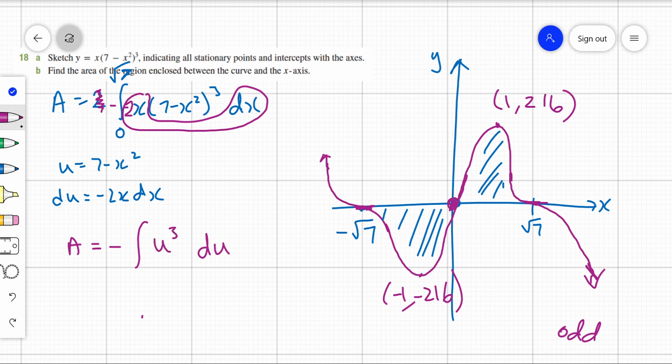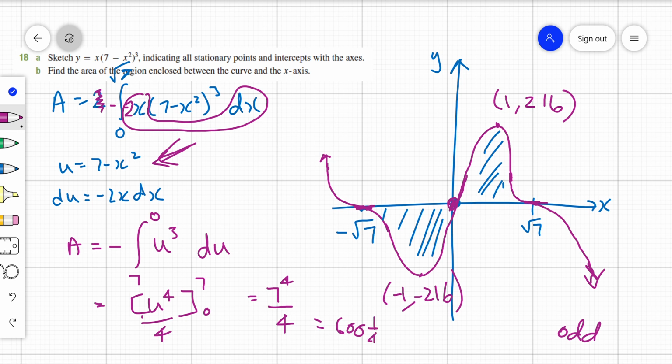Okay, now our limits, so they originally went from 0, so sub 0 in there for x and you get 7, and to root 7, sub root 7 into there and you get 0. Alright, so this is going to be the same as u to the 4 on 4 when I integrate, and I'll use up the minus by swapping the limits. There we go, same thing. So I'm going to get 7 to the power of 4 on 4, minus 0 of course, which, using my calculator, is 625 units squared.